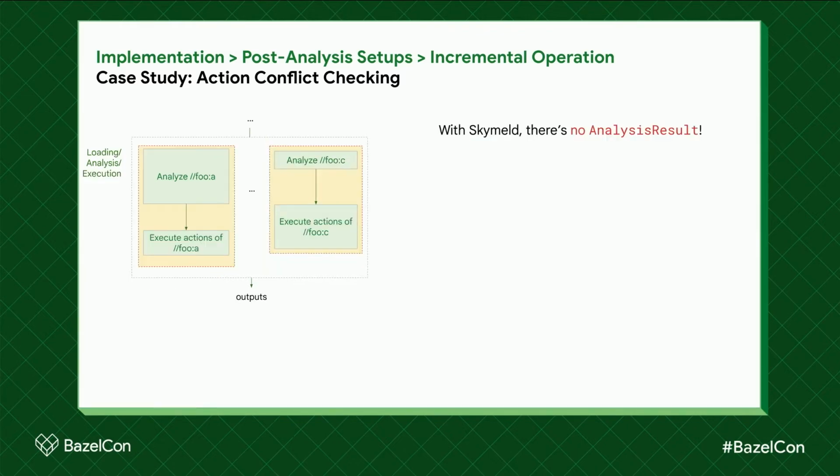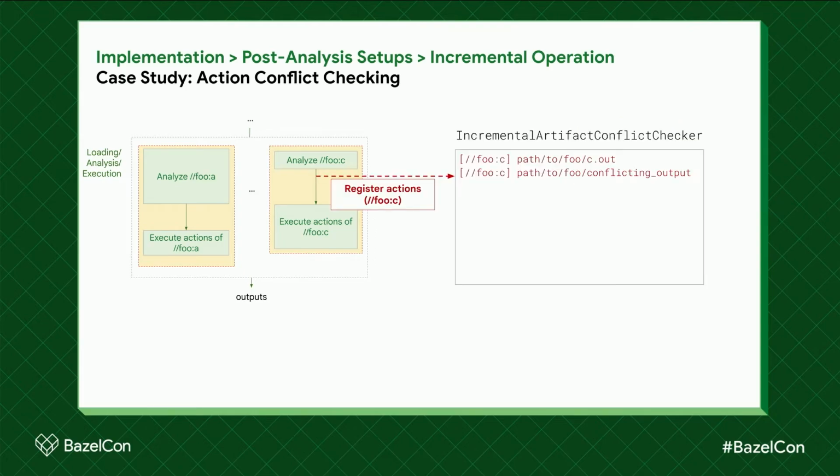Right, with Skymeld, there's no analysis result. How do we get this collection of actions? We need to collect the actions and check for conflicts incrementally. And yep, so let's say in this particular example, you have target A and C.